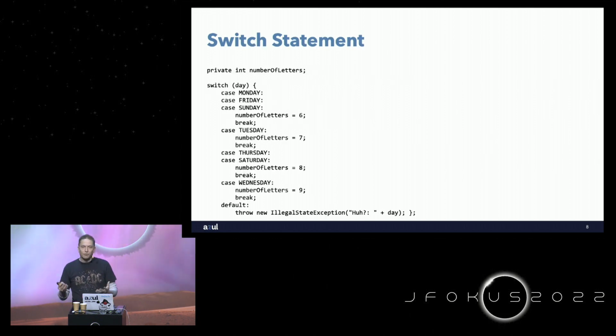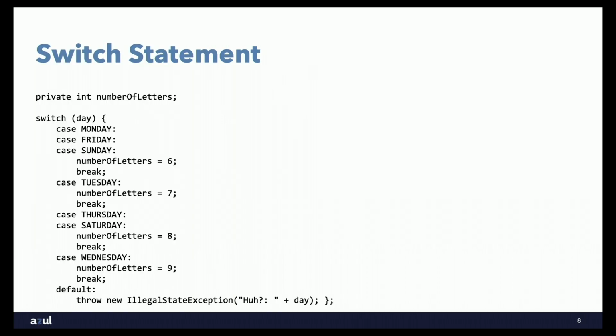So if we look at a simple example of the idea of a switch statement, this is the kind of thing that we very frequently do. We're switching on one variable, day, and we want to assign a value to another variable, number of letters. And so we do this in the traditional way where we have case Monday, case Friday, case Sunday, number of letters equals 6, remember to put our break in, and off we go. We can do that for all the different days of the week.